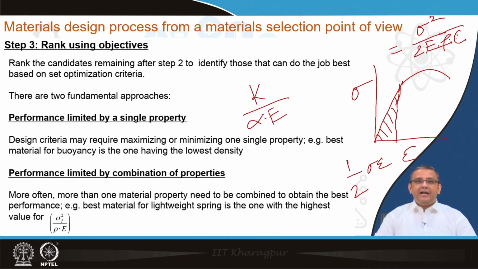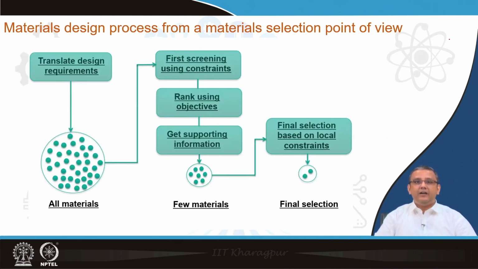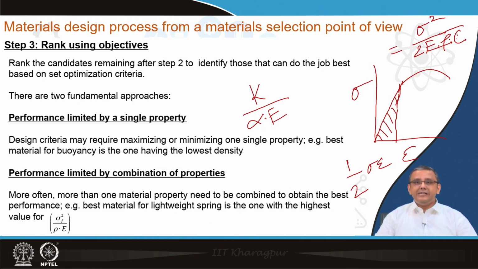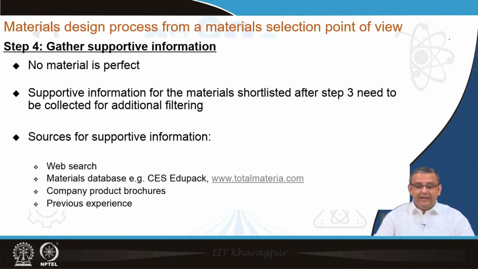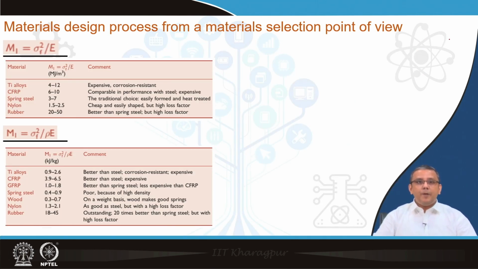So, then you have done the third stage, which is ranking using objectives, and after this ranking the next stage is getting supporting information, because as I mentioned, material selection is never a single property game. You have to always consider many properties. In this slide, the top table shows that if you only consider the spring as a material, that means you do not consider the density as a parameter, you want to maximize the quantity sigma f squared over E, and you can see that materials like rubber, CFRP and spring steel are pretty good.